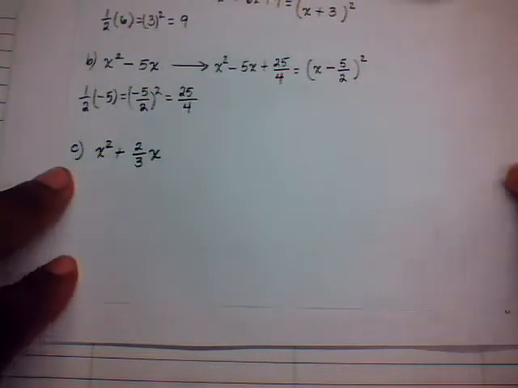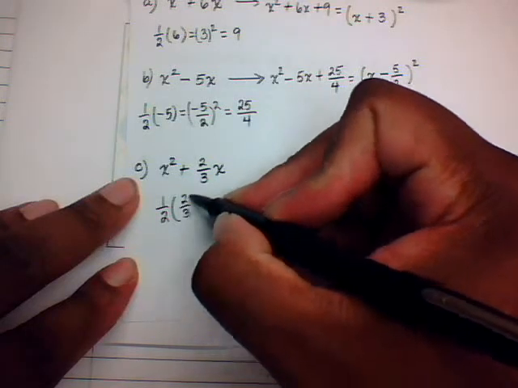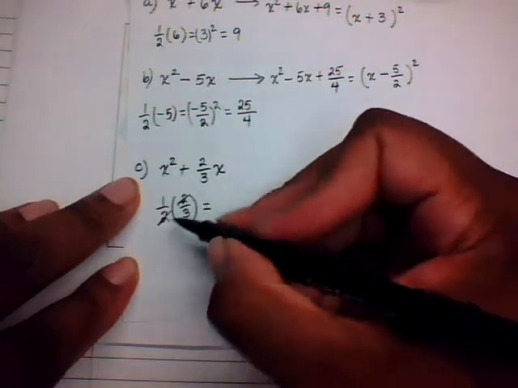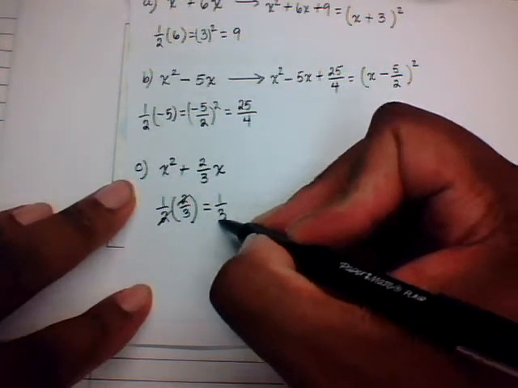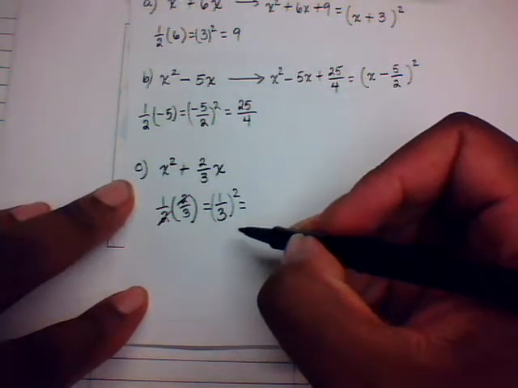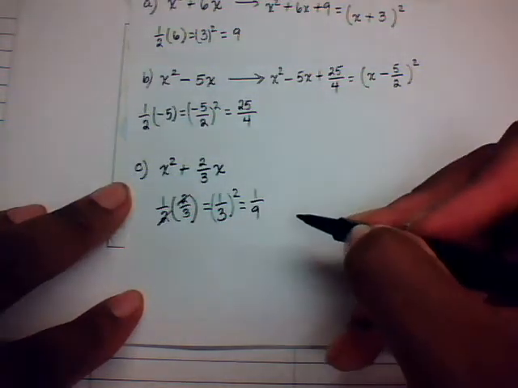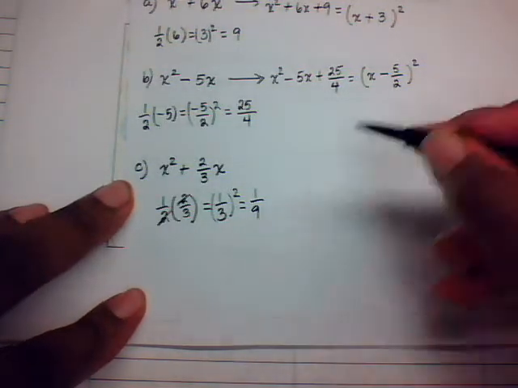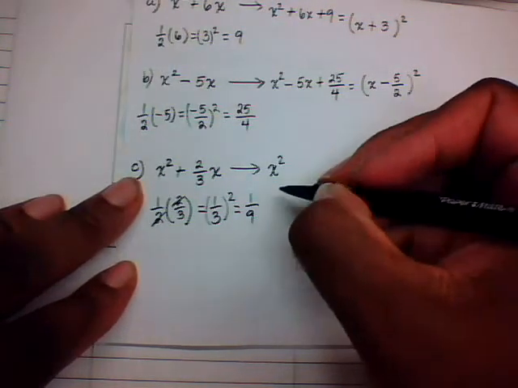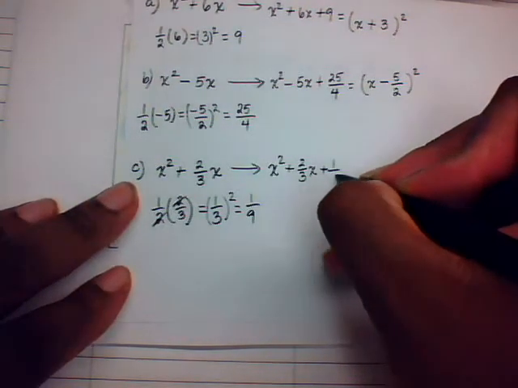So here we take 1/2 of the coefficient of x, which is 2/3. So 1/2 of 2/3, let's do this. Cross canceling with these 2's, you're going to get 1/3. And then we're going to square the 1/3. So 1/3 squared is 1/3 times 1/3, or 1/9. So the 1/9 is going to be the number that we're going to add to this particular binomial. So here, your perfect square trinomial will be x squared plus 2/3 x plus 1/9.